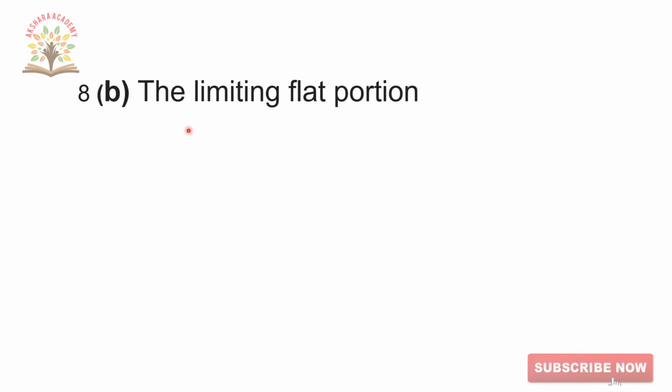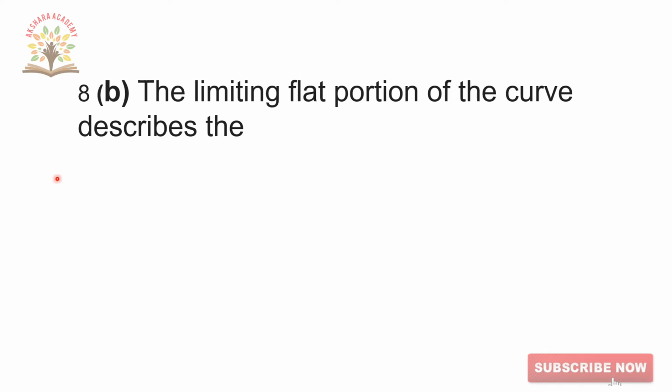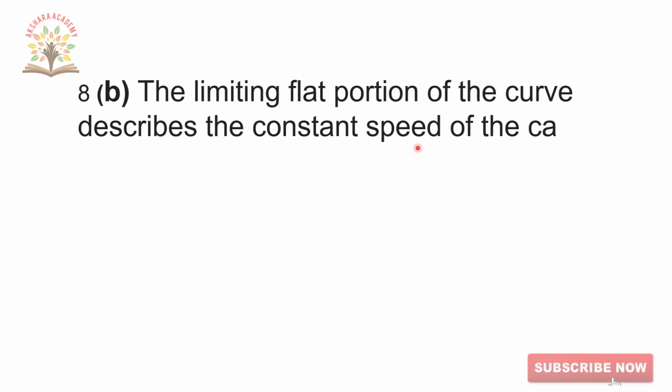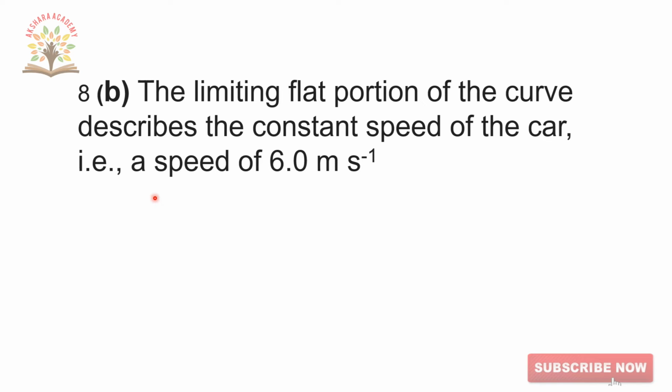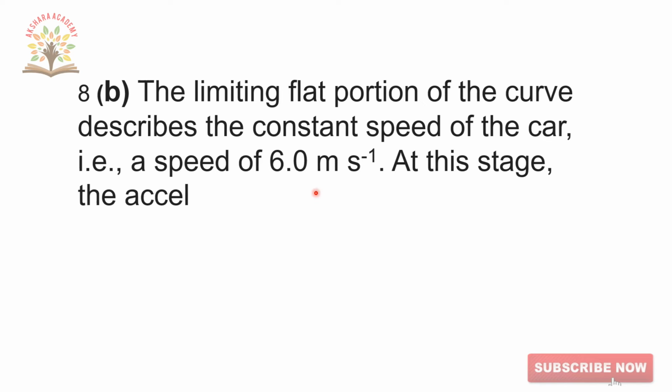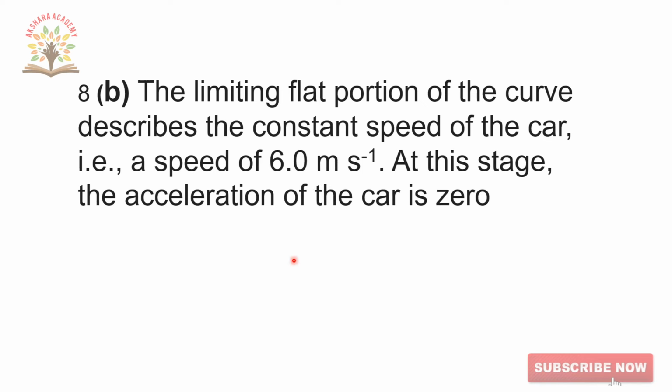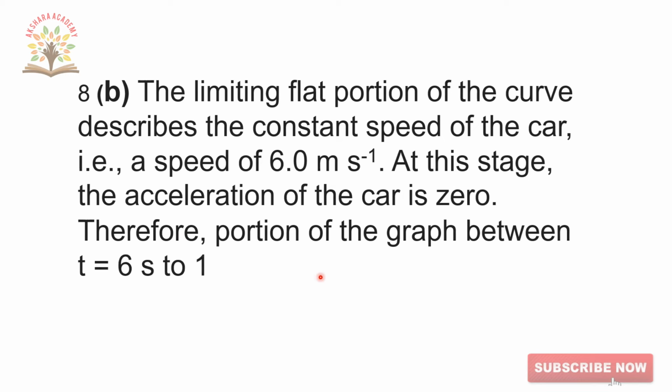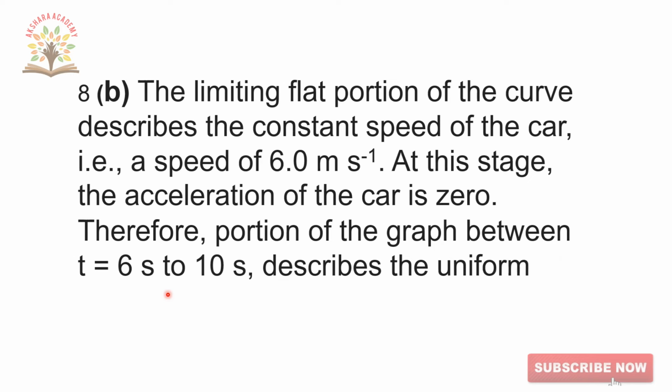The limiting flat portion of the curve describes the constant speed of the car. So that is the speed of 6.0 meters per second. At this stage, the acceleration of the car is 0. Therefore, the portion of the graph between t is equal to 6 seconds to 10 seconds describes the uniform motion of the car.